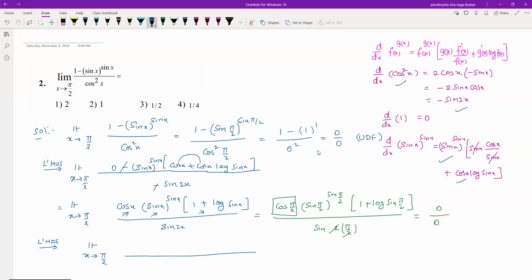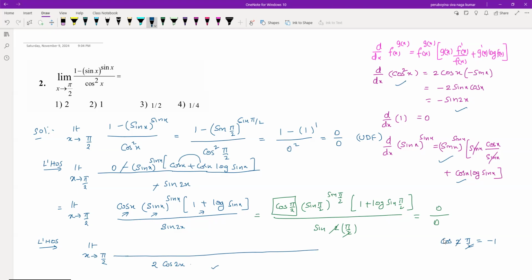So, forwarding again to L'Hospital or not. Sin 2x derivative was cos 2x into 2. If you substitute this limit, 2 got cancelled. Cos 2 into pi by 2, cos pi is minus 1. So we are getting a finite value. So it is okay. Now you can proceed to do L'Hospital's rule in this step. In this way you can confirm whether this is the last step or not.